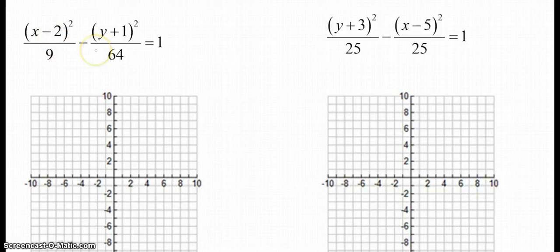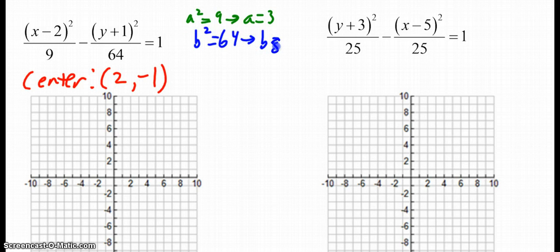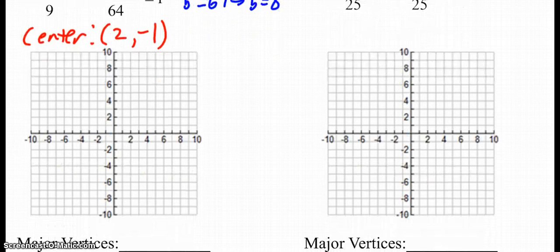So, (x minus 2) squared over 9 minus (y plus 1) squared over 64 equals 1. Center is the point (2, negative 1). Notice that the x squared is first, y squared is second and negative, therefore this is going to be a horizontal transverse major axis. I see that my a squared is 9, so a is 3. B squared is 64, so B is 8. So this is an example where the B value is larger than the A value. That's okay.